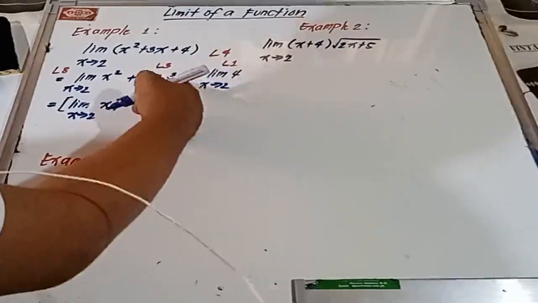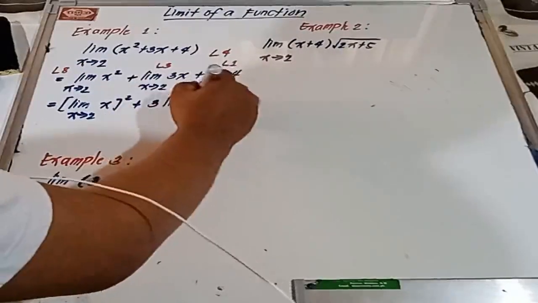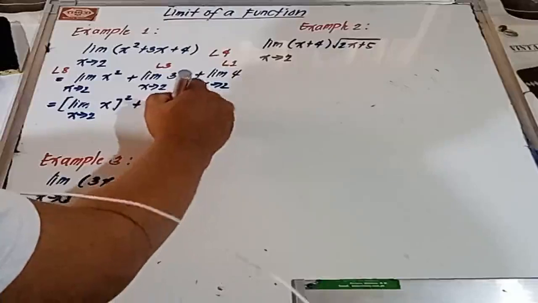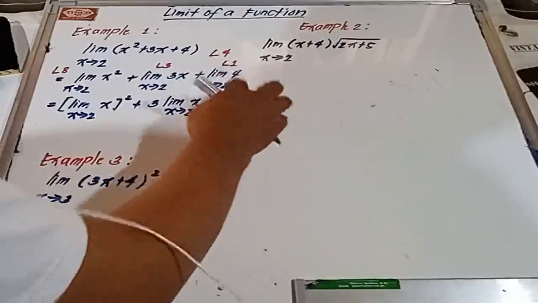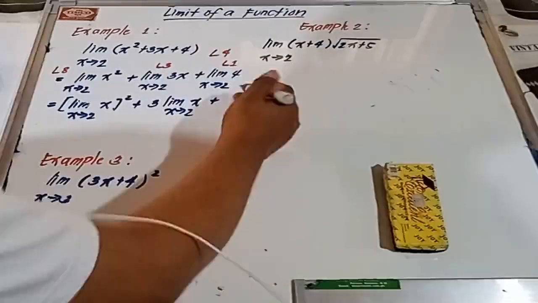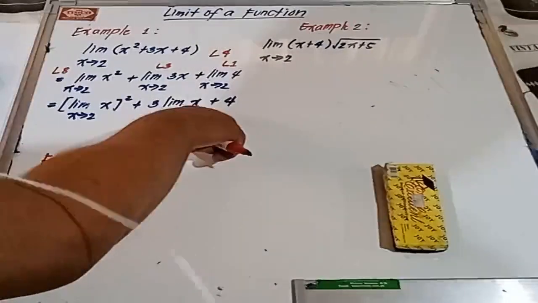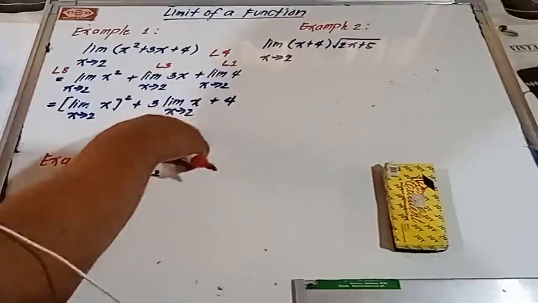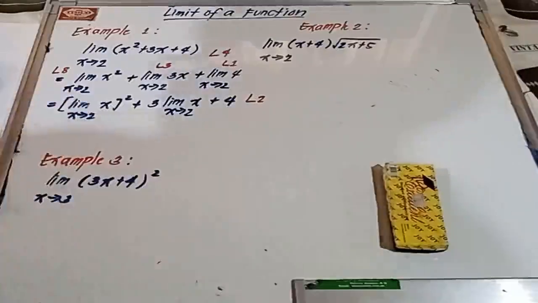Well, this one, ilalabas lang natin yung constant 3. We have 3 times the limit of x as x approaches 2. This one, the limit of a constant. The limit of a constant is equal to the constant. That is limit number 1. So, this is equal to 4. Okay? And then, dito, gamitin natin yung limit number 2. The limit of x as x approaches 2 is equal to 2. It's limit number 2.